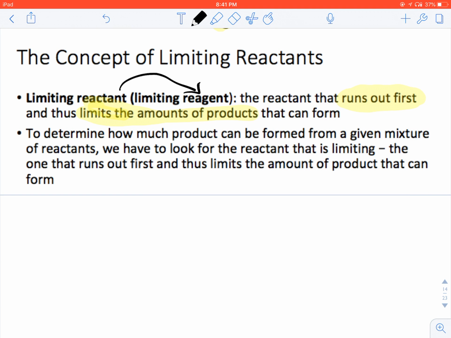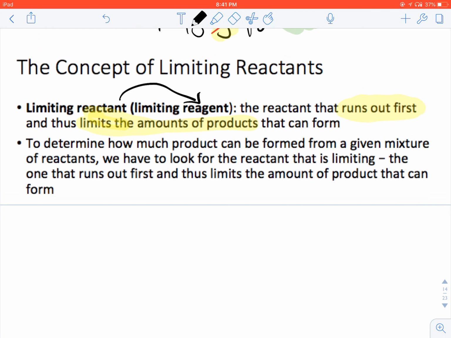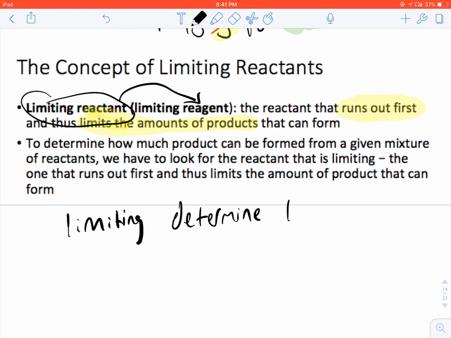But most important for these problems is that we determine what our limiting reactant is, because our limiting reactant will determine how much product can be made.